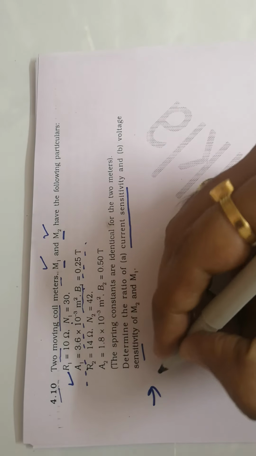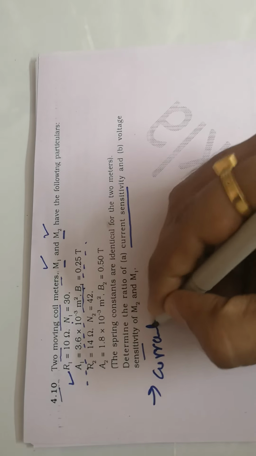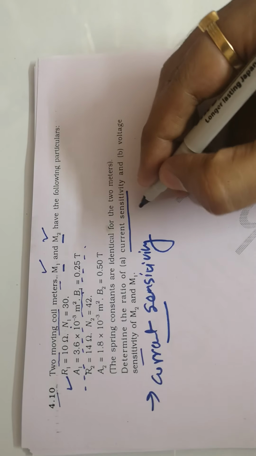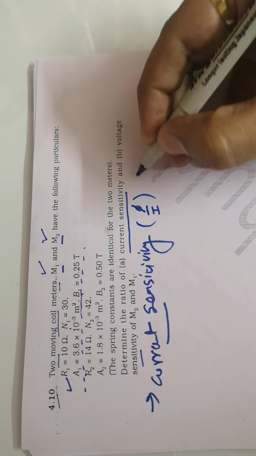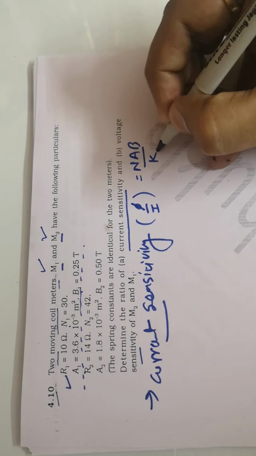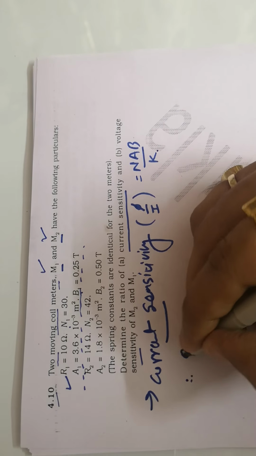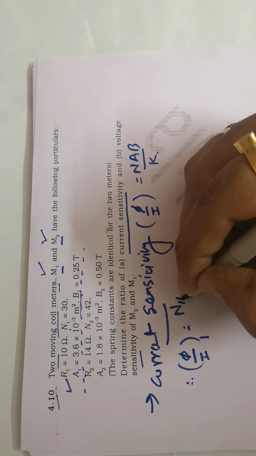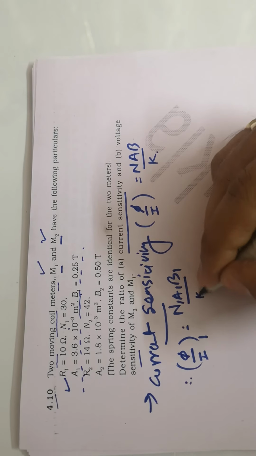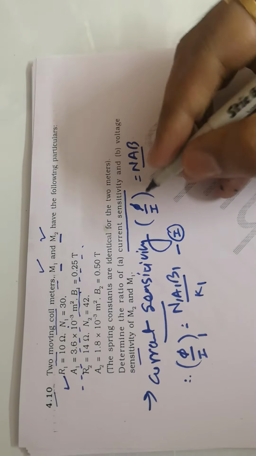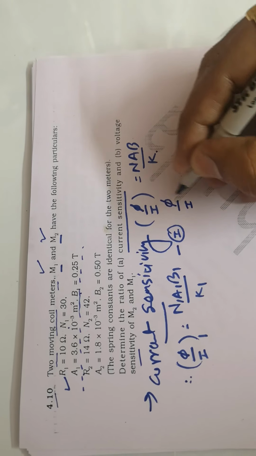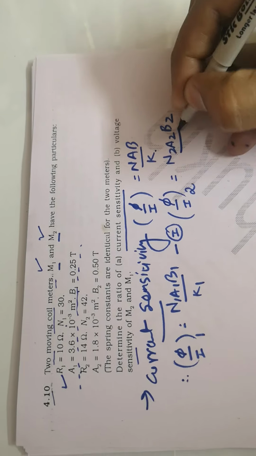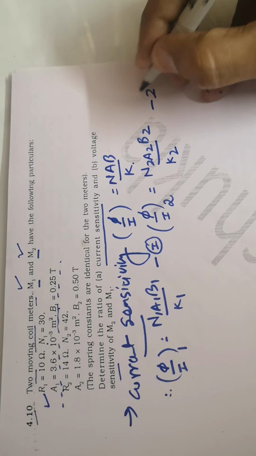So first of all, for current sensitivity, I am using this formula: phi upon I is equal to NAB by K. For the first one, phi upon I is N1 A1 B1 by K1, this is my first one, and for the second one, phi by I is equal to N2 A2 B2 divided by K2. This is my equation number 1.